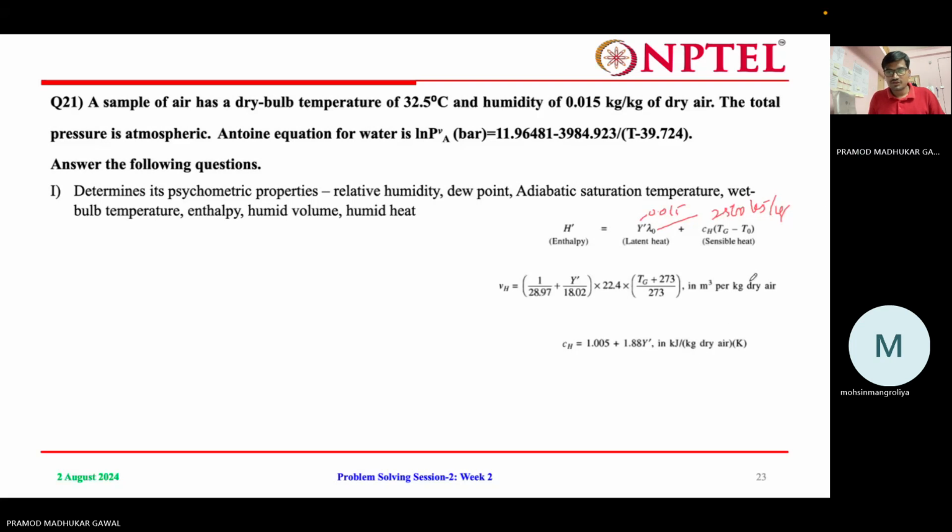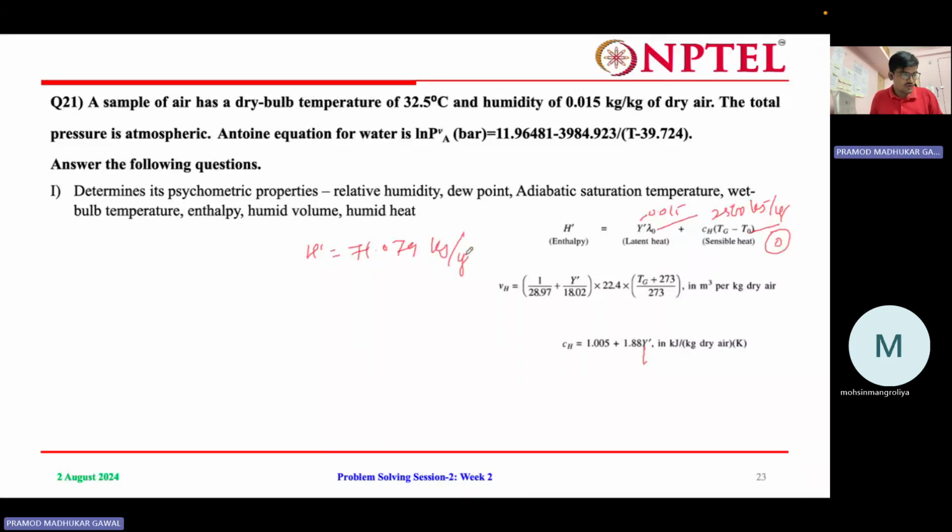Right. So CH, the humid heat, is 1.005 plus 1.88 times the humidity. Here the humidity is 0.015, put in this equation. TG is the given temperature 32.5 and T naught is equal to 0, right? So the enthalpy is 70.079 kilojoule per kg, right?